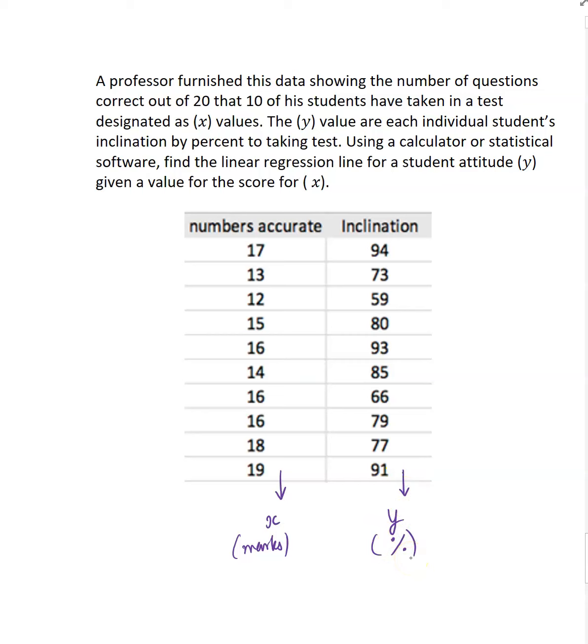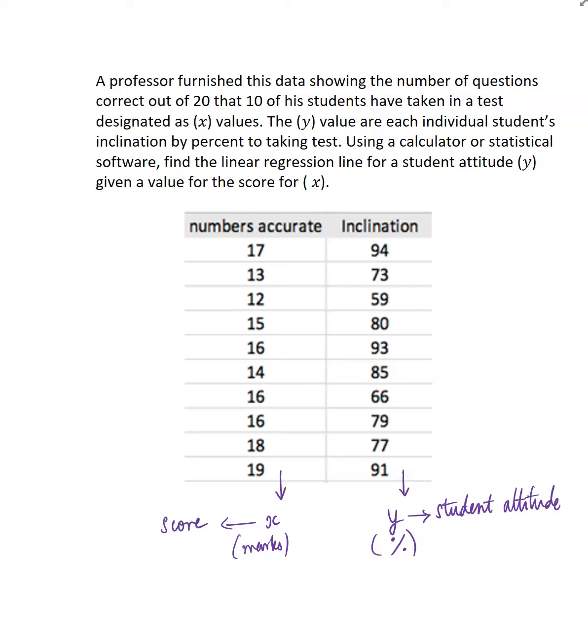But we know, just for understanding here, it says, find the linear regression for a student's attitude. So Y is the student attitude, for a given score of X. So X is the score that the student earned. So here we're saying the score is independent and the student's attitude depends on the score. That's what this would mean, right? So now I would like you to enter this data. Again, go back and clear your list, clear L1 and L2. And I'd like you to enter your X column in L1 and your Y column in L2.